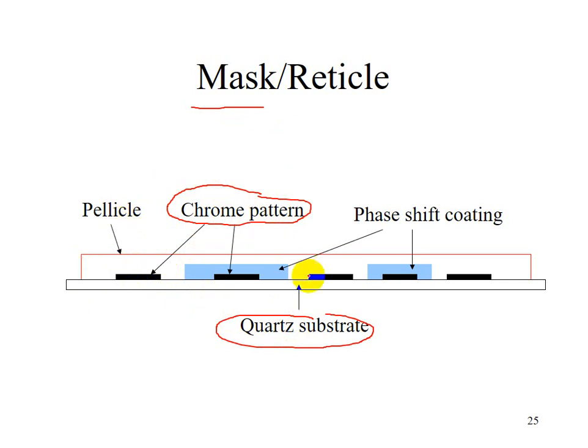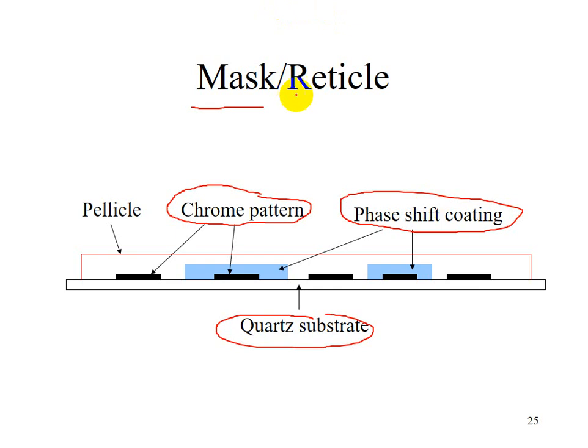And to protect the mask, you have a layer of pellicle, thin pellicle on top of your chrome pattern to protect your mask. Over here you have so-called phase shift coating. This is a material used to improve your resolution during IC fabrication, and we will discuss this in detail in the future lectures.